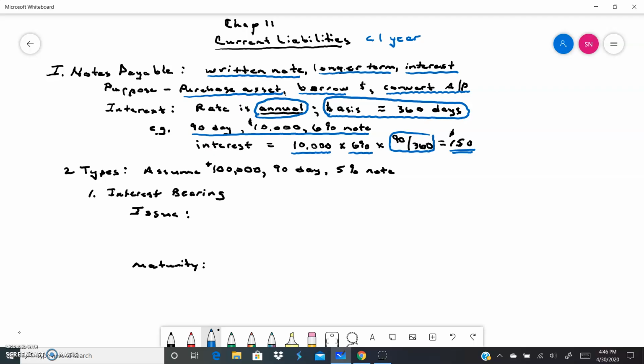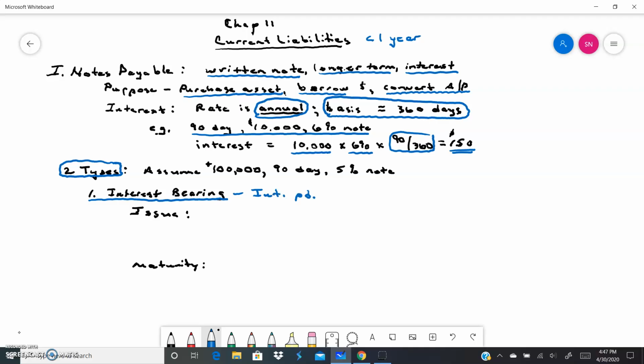All right, so when we talk about notes payable, we basically have two types of notes payable. Number one, we have interest-bearing notes, and then the second, which I will list in a moment, we'll call discounted notes. Okay, so interest-bearing notes, we're going to walk through the entries. Interest-bearing notes, we pay the interest at maturity.